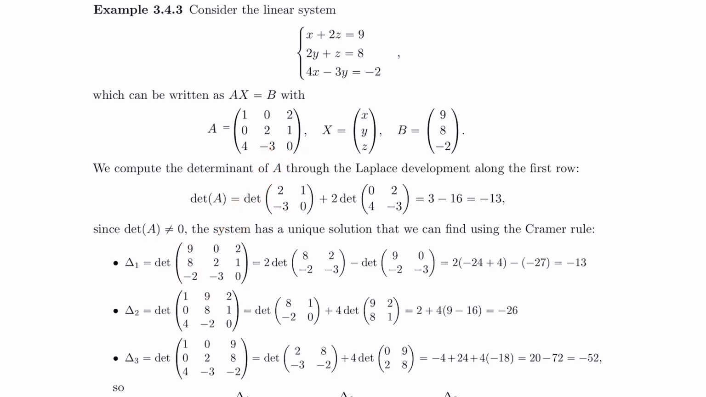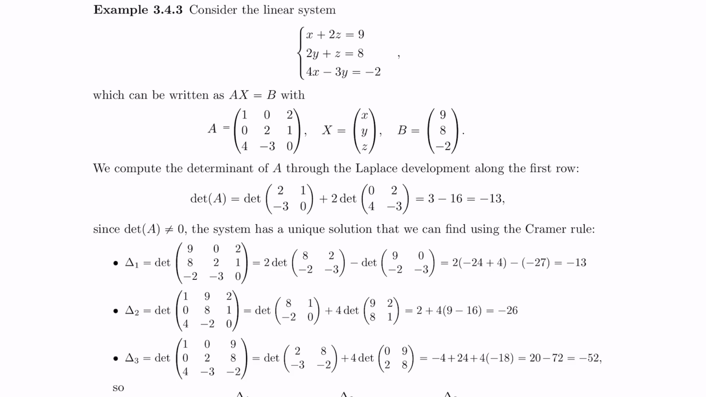Now, in order to compute the determinant of this matrix, we have two choices. Either we use the Laplace development along the first row, because there is a null entry here, or the third column, because there is a null entry here. You can check that the Laplace development along the third column gives this, and the result is minus 13. Now we have to compute delta 2. In this case, we have to consider the matrix A, which has the second column replaced by the column vector B. This is exactly what I wrote here.